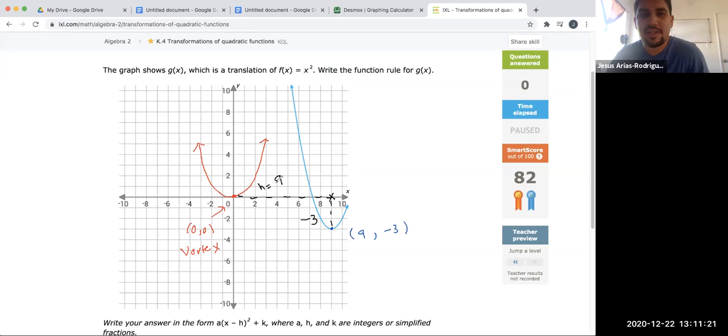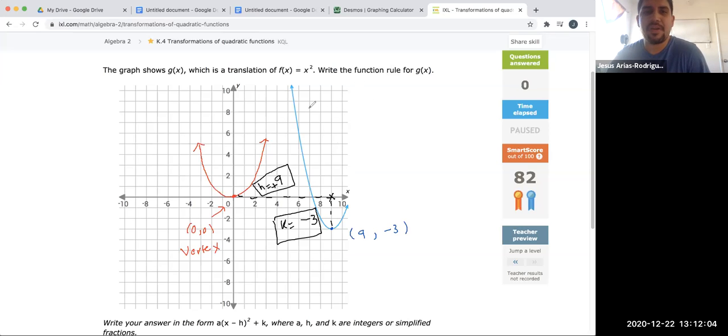H is always this value that determines the horizontal translation across the x-axis. If you're moving to the right, that's a positive value. If you're moving to the left, that's a negative value. In this case, my h is +9. On the other hand, k determines the vertical shift across the y-axis, because in this case, we have to go down to get to the location of the second vertex, that value of k will be represented by a negative integer. Okay, and then as you can see, I already found the value of h and k. The only thing we have to determine would be the value of a.